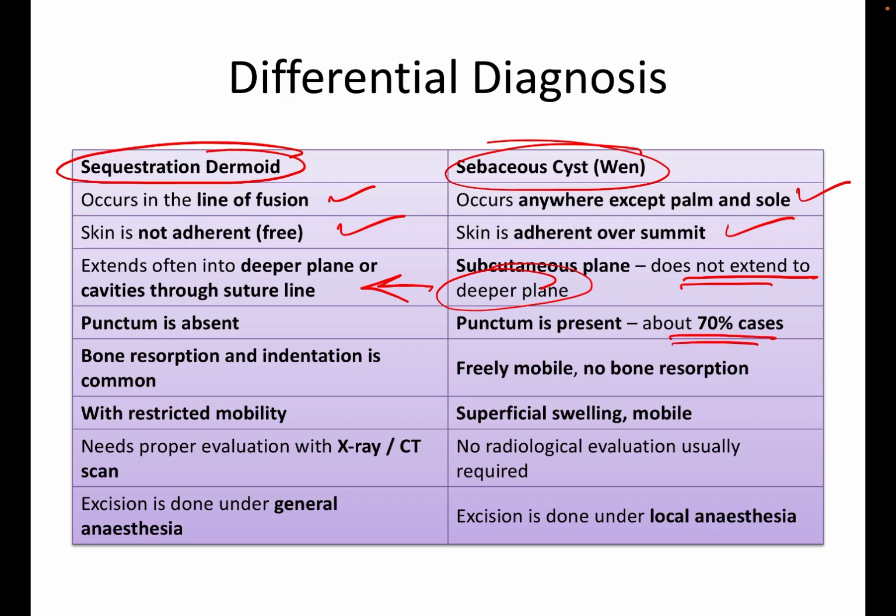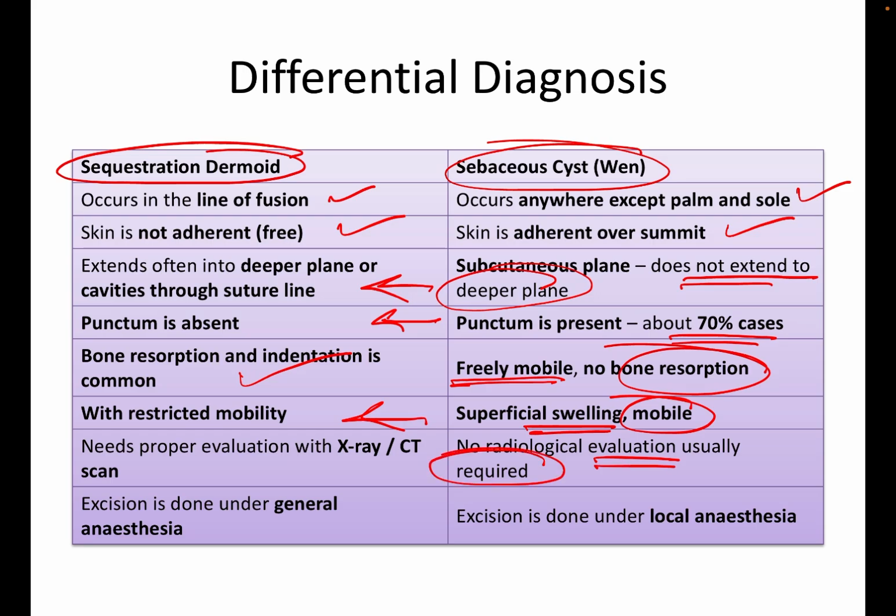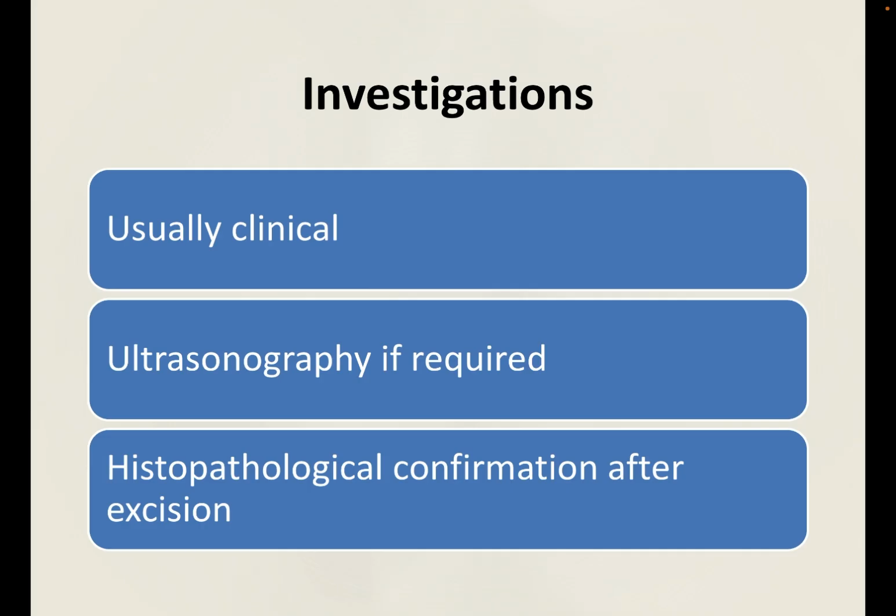Punctum is present in 70% of cases of sebaceous cyst, whereas in dermoid it is usually absent. Sebaceous cyst is freely mobile and there is no bone resorption, whereas in dermoid bone resorption will be present. It is a superficial swelling and mobile, whereas the dermoid will have restricted mobility. No radiological evaluation is usually required, whereas the dermoid needs proper evaluation with CT scan and MRI. Excision is usually done under local anesthesia, but for dermoid it is done under general anesthesia. The investigation is usually clinical, ultrasonography if required, and histopathological confirmation after the excision is required.